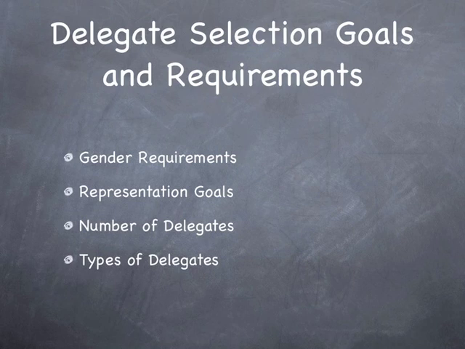The delegate selection process is written by members of the California Democratic Party in accordance with the guidelines set by the Democratic National Committee. The California Plan, as approved by the DNC, sets very clear goals and requirements for our delegate selection process. In the upcoming slides, we will review the plan's gender requirements, representation goals, the number of delegates allotted to California, and the different types of delegates California will be sending to the Democratic National Convention.